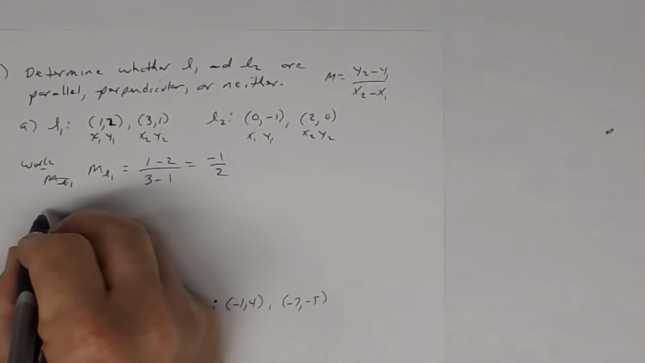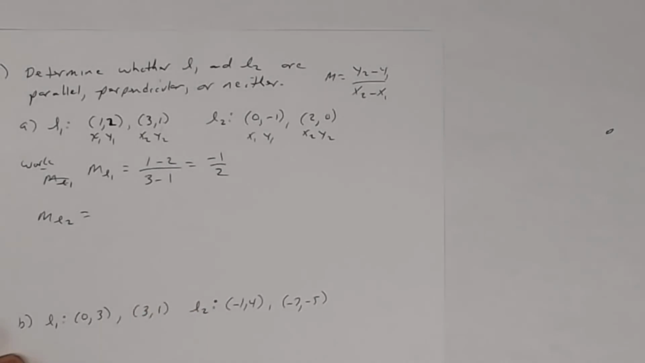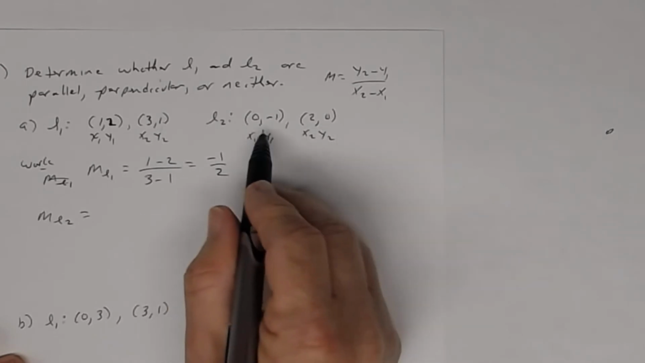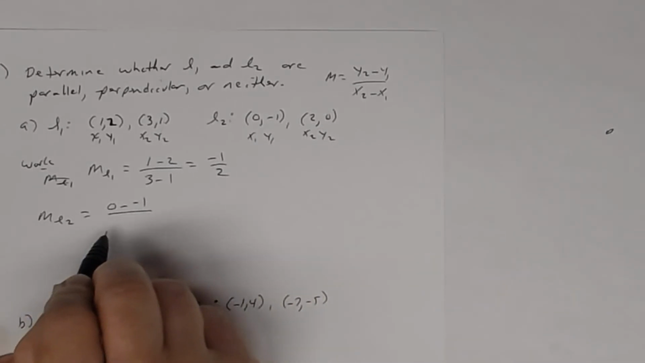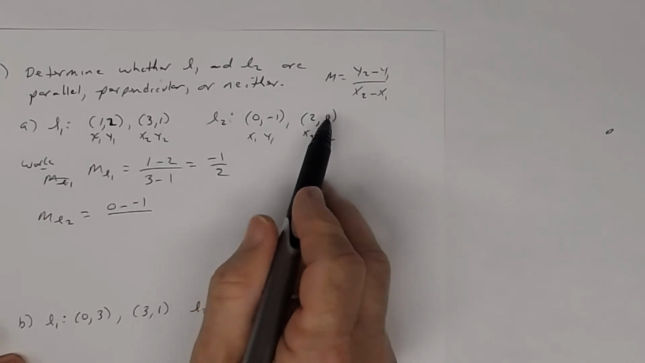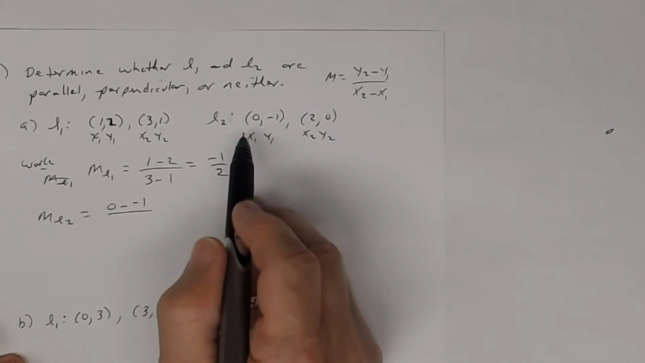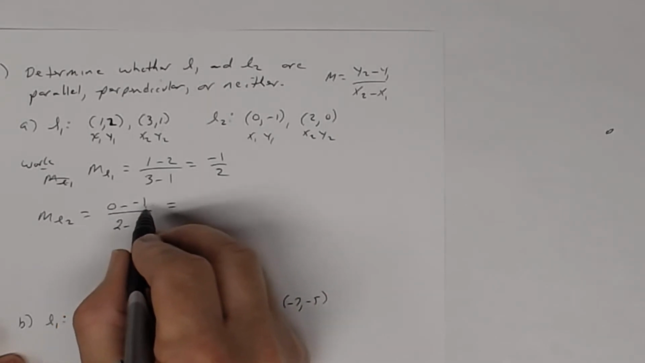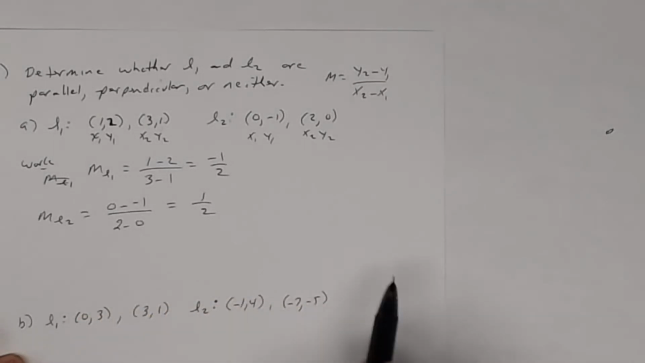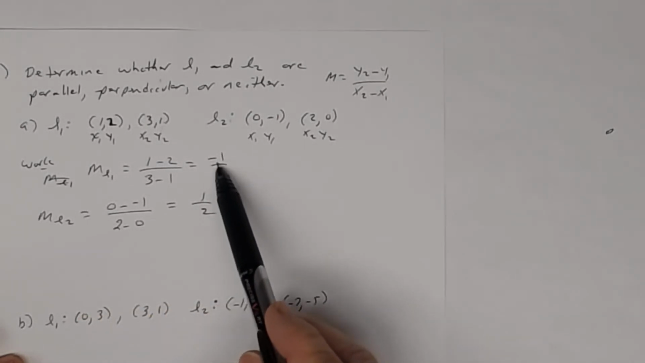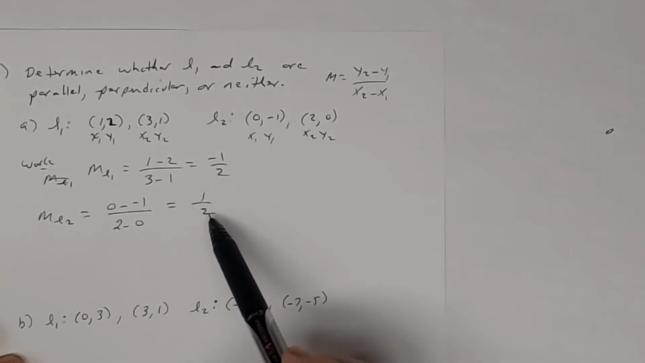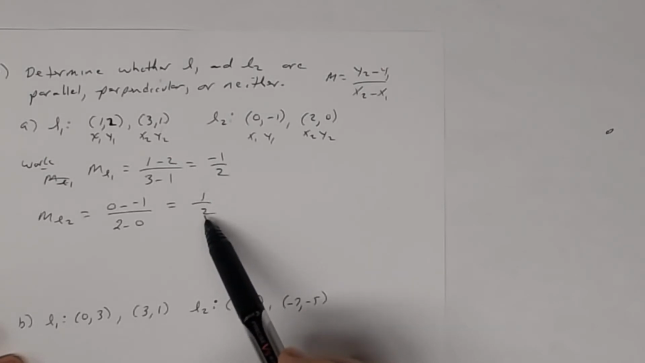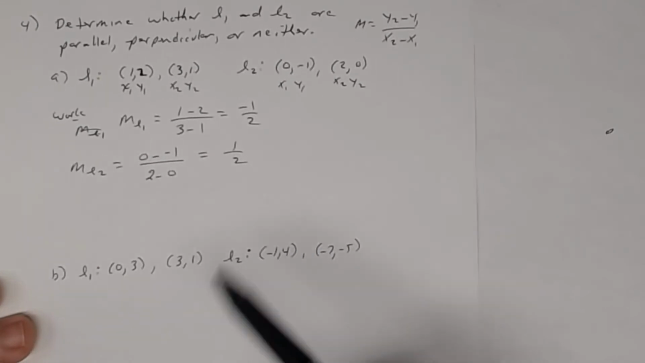Let's do line 2. The slope of line 2 equals y2 subtract y1, so 0 subtract negative 1. And since I started with y2, I must start with x2: 2 subtract 0. 0 subtract negative 1 means 0 plus 1, so that's 1. 2 subtract 0 is 2. So the slope of line 1 is negative 1/2, and the slope of line 2 is a positive 1/2. What do you notice about those? They're not equal and they're not opposite reciprocals, so the lines are neither.